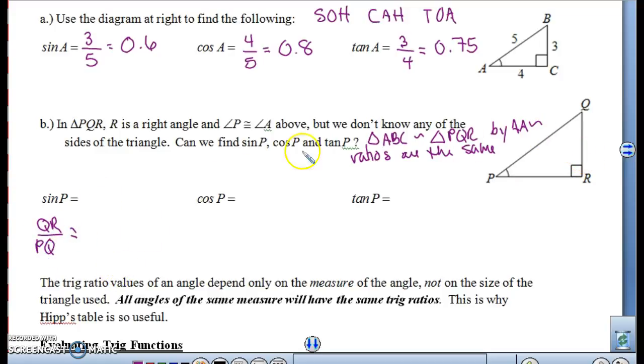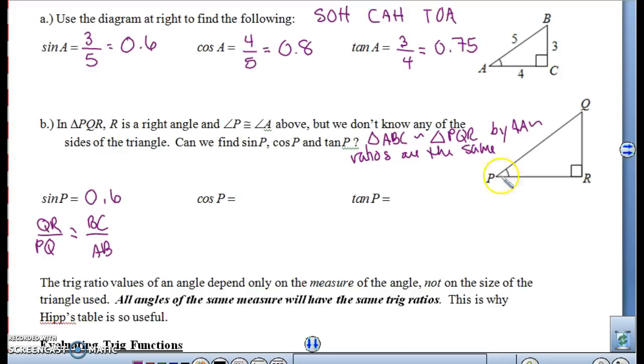Okay, now, if I'm looking at these similar triangles, what would be the ratio of QR to PQ? Well, QR is here, that would be BC, and AB would be the corresponding side there. So isn't BC to AB, isn't that 3 to 5, isn't that opposite over hypotenuse? Yeah, so this is also going to be 0.6.